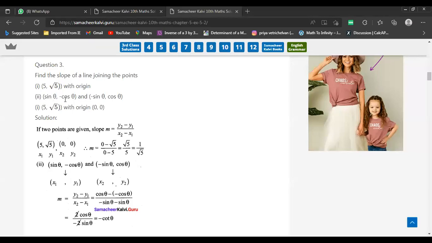Subdivision 2, sin theta, minus cos theta, minus sin theta, cos theta. That is also the same. Just assume this is x1 and y1, x2, y2. Substitute in the same formula for finding the value of slope. You'll be able to find the answer. It's very simple. Subdivision 3 also follows the same strategy. I think there is no subdivision. Okay.